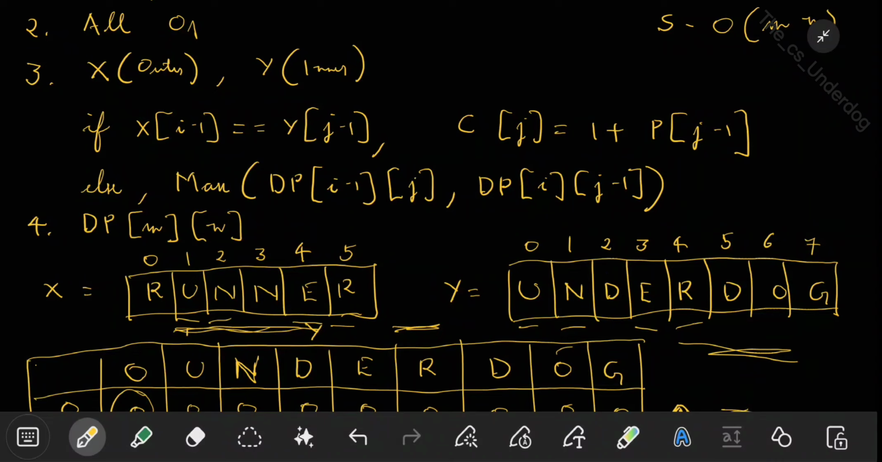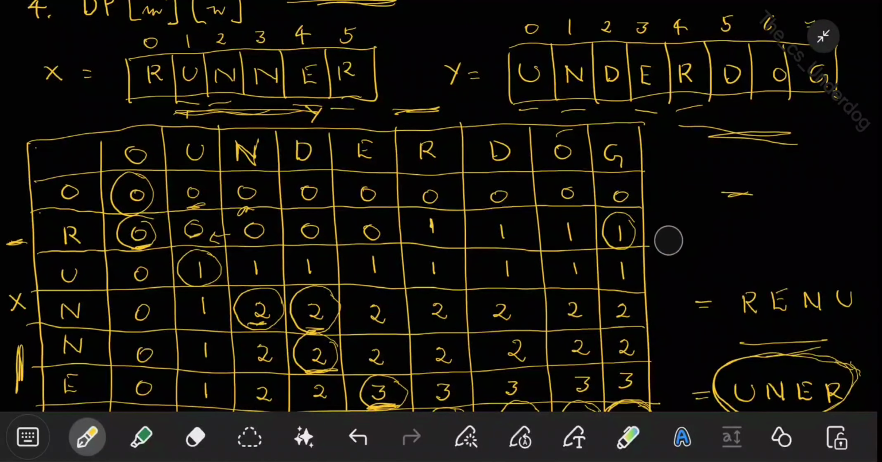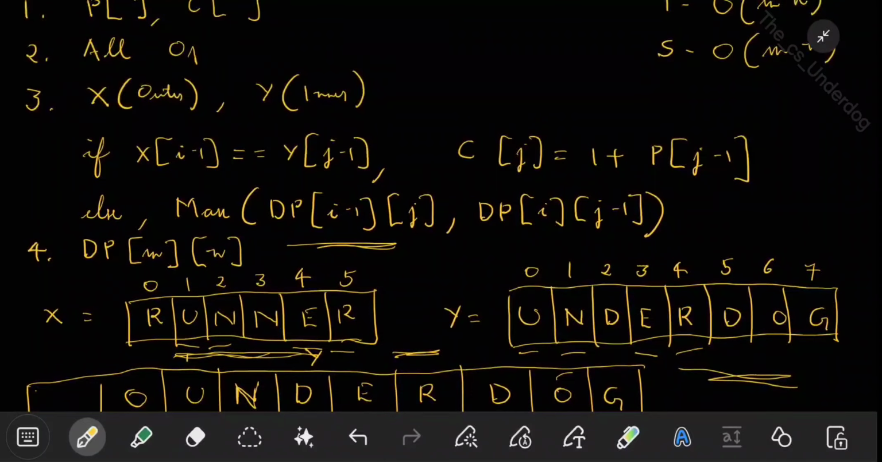In case xi minus 1 and yj minus 1 do not match, then what do you do? Maximum of dp i minus 1, j. i minus 1, j means i minus 1 means you are going one row up, and j means you are staying in the same column. So one row up means you have to look at the previous array. So instead of current, you are looking at the previous array. What should be the index? Index should be j only. What is the next one?